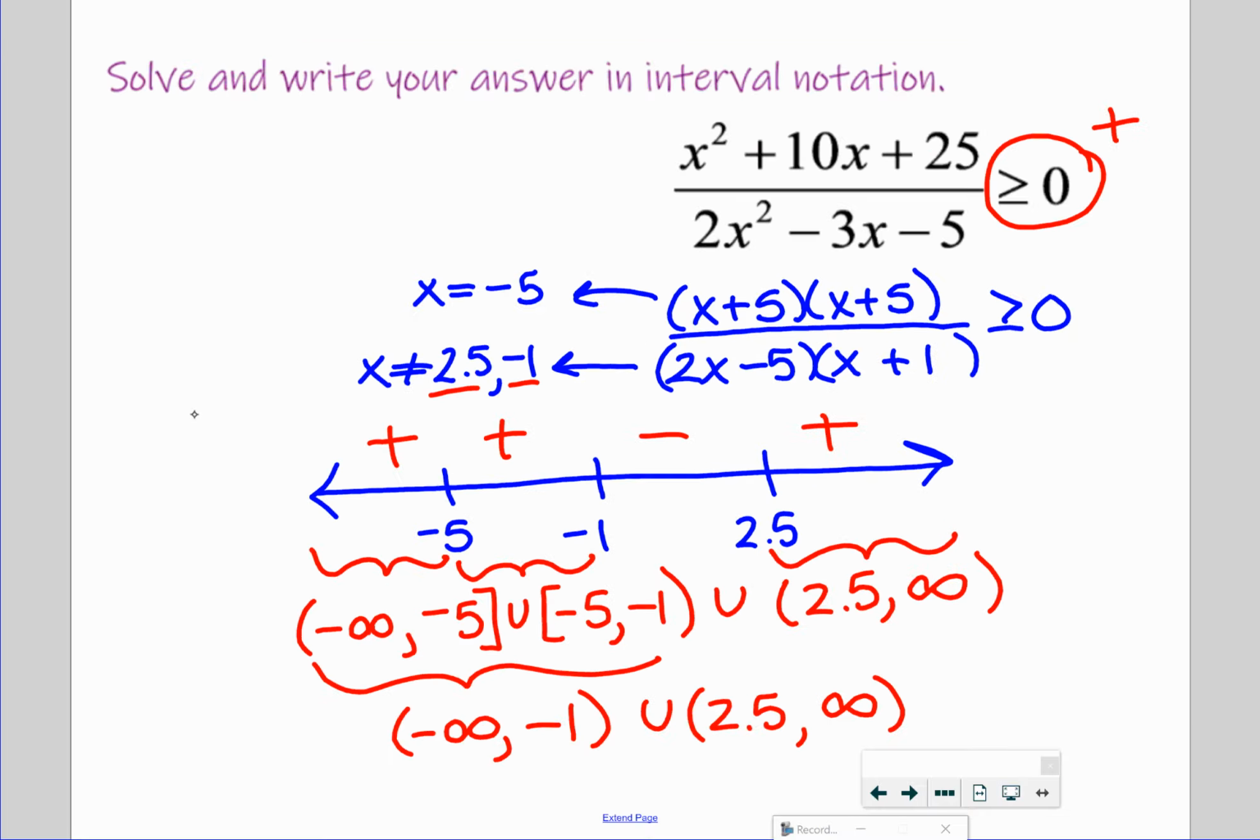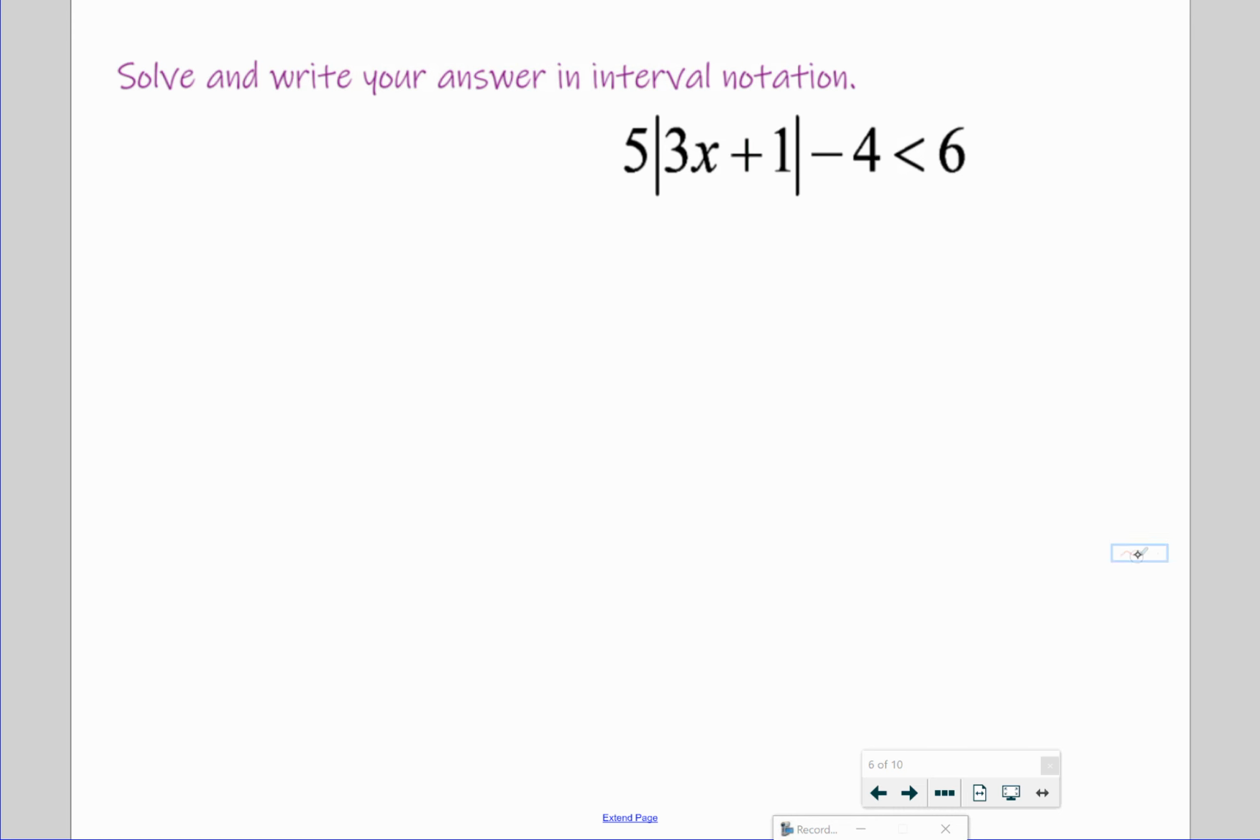Okay, next problem is an absolute value inequality. So the first thing we're going to do on this one is get that absolute value alone. I'm going to take the absolute value of 3x plus 1 and put the 5 in front of it. I'm going to move the 4 to the other side. That gives me a 10. Then I'm going to divide both sides by 5. Remember, at any point in an inequality, if you divide by a negative, you flip the sign, but I'm dividing by a positive right now, so we're okay.